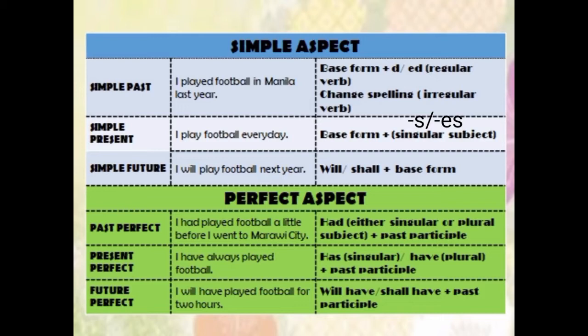Remember, if we use the pronoun I or you as our subject, we must use the helping verb have instead of has. In future perfect, I will have played football for 2 hours. We use will have or shall have plus past participle form of the verb.